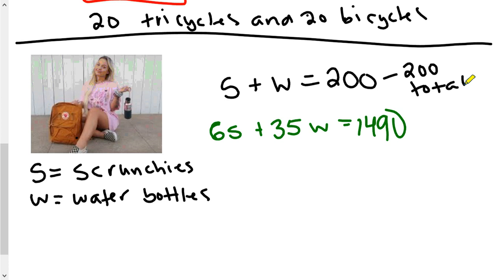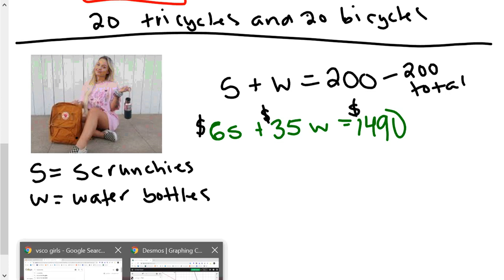Depending on the person. Start to think about the cost. The average cost per scrunchie is about $6. And the average cost of the water bottles, they're pretty nice water bottles, is probably about $35 for those nicer Swell or Hydro Flasks. And so the total cost of all of that merchandise is about $1,490, almost $1,500.